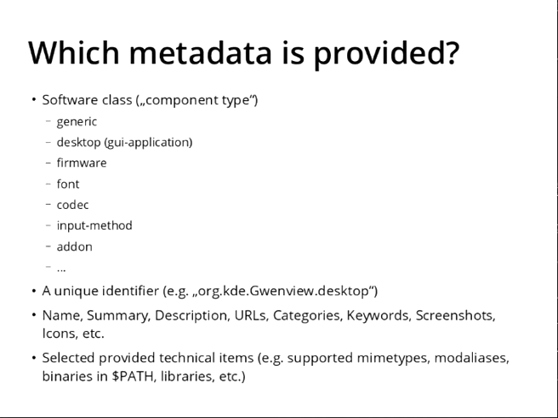The metadata also includes a name, summary, description, URLs, categories, keywords, screenshots, icons, etc. So anything you can think of which helps the user to make an informed decision on whether they want to install this application or not, or which helps the system to determine whether the user might want this application. For example, it also includes supported MIME types, modaliases, binaries, libraries, etc., which can help to guide the user to installing an application. For example, if the user has some new file type which he can't open, the system can suggest a set of applications which might be used for opening that file.